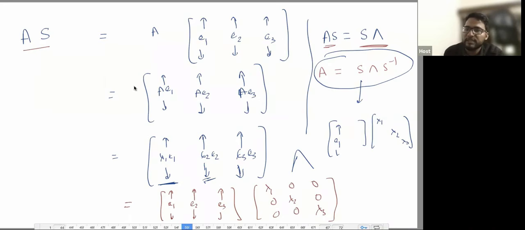Let me take this matrix as a capital lambda, and then you are getting AS equal to S lambda. Since S inverse exists, because it is given that these eigenvectors are linearly independent, I can say that A equal to S lambda S inverse, right?